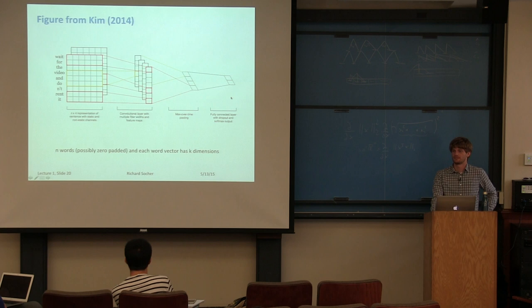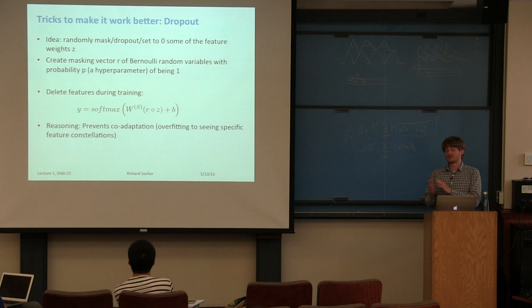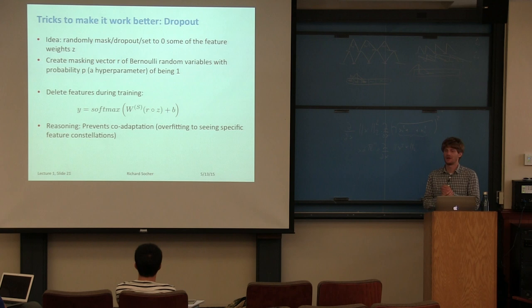All right, so if you just do this model, it works reasonably well, but not quite as well as a couple of other models that we've discussed in the class so far. And so we'll have two important tricks that Yoon used here that have since come out. The first one is dropout, which we had already covered very briefly, but we'll go over it again in a little more detail here. The main idea is to randomly mask, or so-called drop out, or just set to zero, some of the features in our final feature vector, or hidden dimension z.